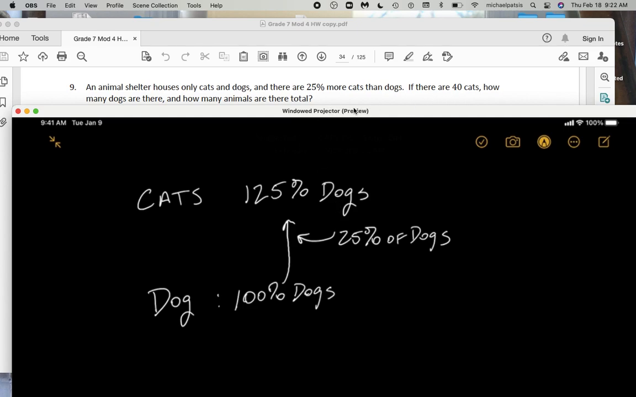Okay, now they tell you there's 40 cats. So let's put that in. Cats, or C, equals 40. How many dogs are there? How many? Stop right there. The next variable is going to be your X. Okay, so now let's put this together.